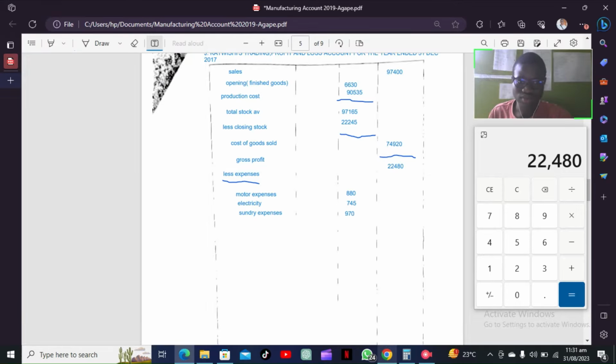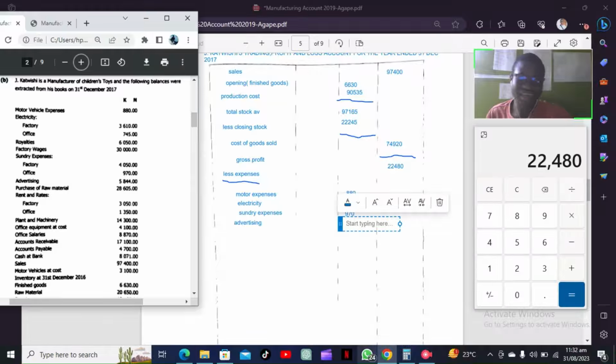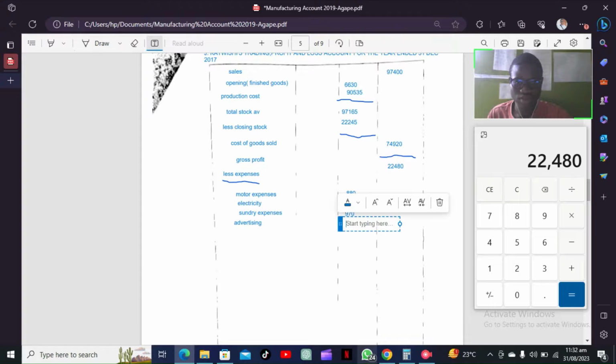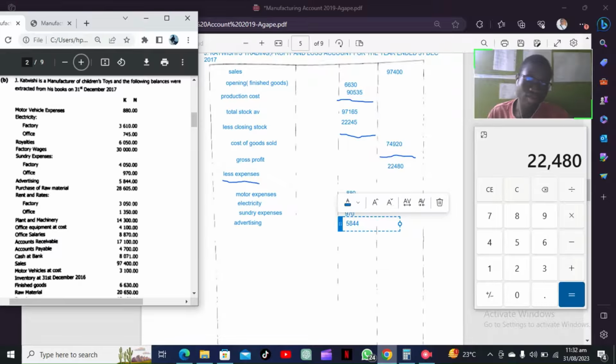More expenses. We had advertising. So advertising, we're going to enter advertising. How much was the figure? Also, advertising will be taken to the middle column because there is no adjustment concerning advertising. So how much was our advertising? Our advertising was 5,844 kwacha. Am I right? Yes, that was the advertising.